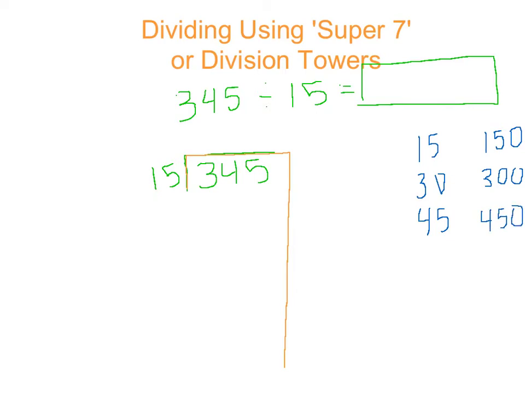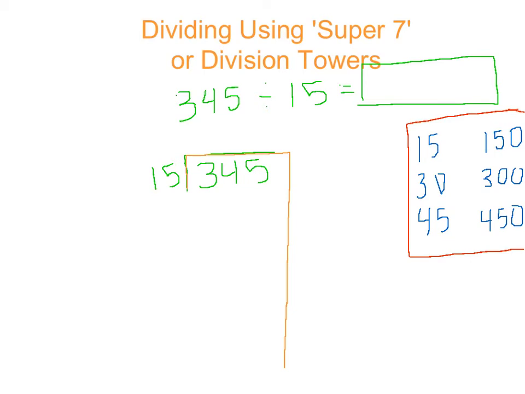And this multiple tower, this little box over here, I don't always put it in a box, but we'll put it in a box today. These are going to help me out in just a second. So I'm looking at 345, and I want to see how many times 15 goes into that. I'm going to look over at my multiples and figure out which one is closest to 345. And I think you can agree with me, 300 is going to be the closest.